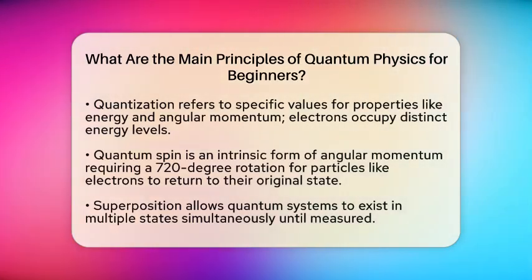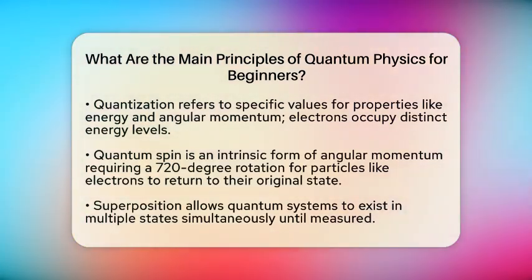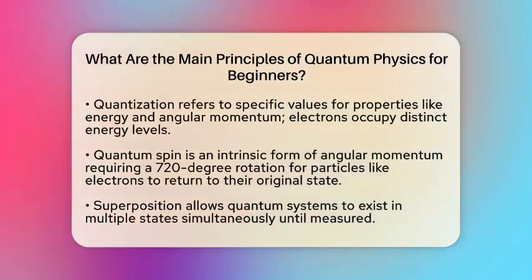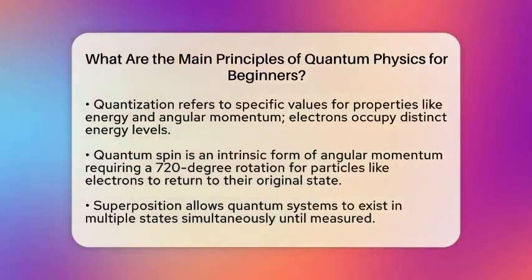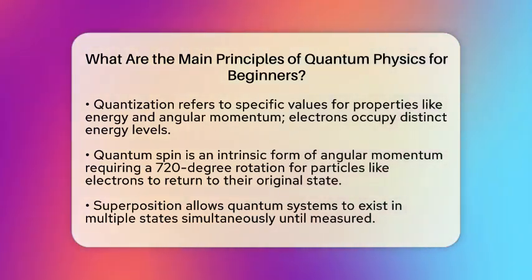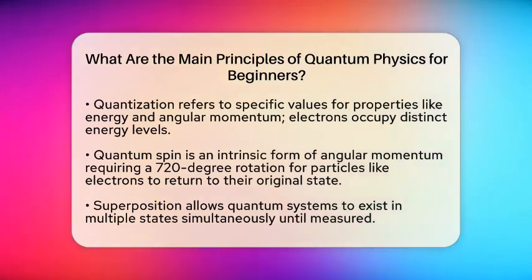Next is quantization. In quantum physics, certain properties, such as energy and angular momentum, can only take specific values. For example, electrons in atoms occupy distinct energy levels. They cannot exist in between these levels, which is a significant departure from classical physics.